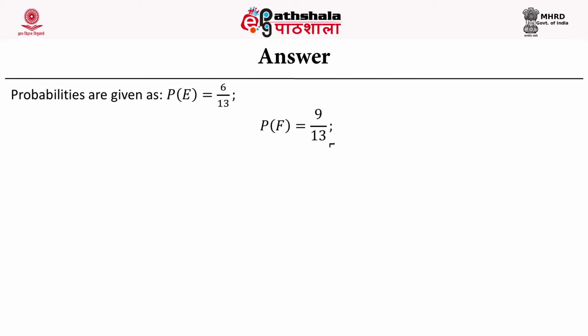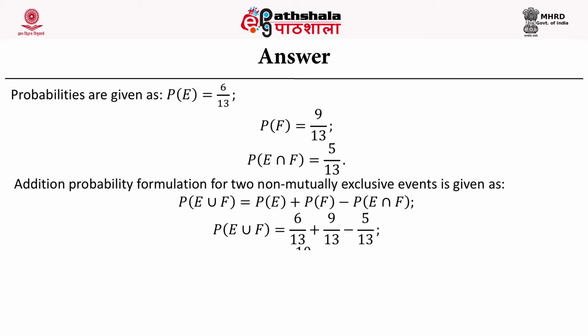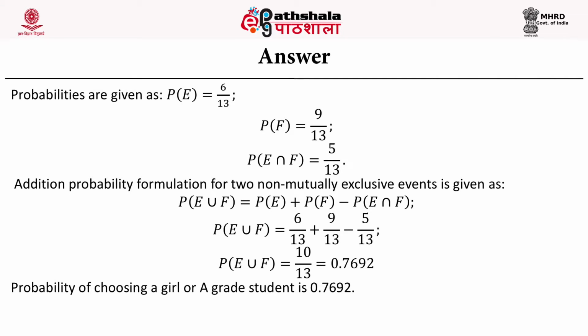The addition probability formula for two non-mutually exclusive events is given as probability of E union F is equal to probability of E plus probability of F minus probability of E intersection F, where probability of E represents the number of favorable outcomes divided by the number of possible outcomes for event E. Similarly, probability of F is derived by using this same formula.